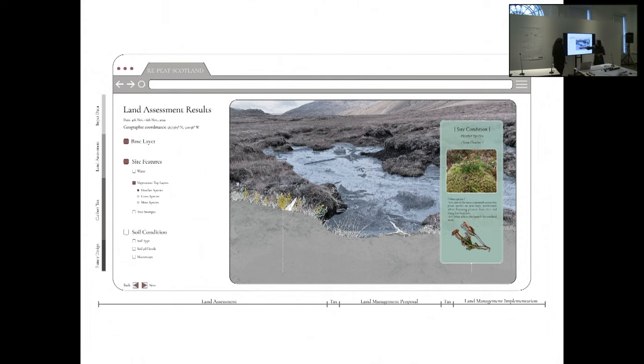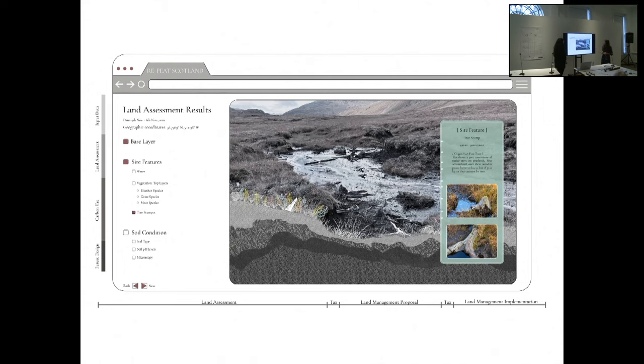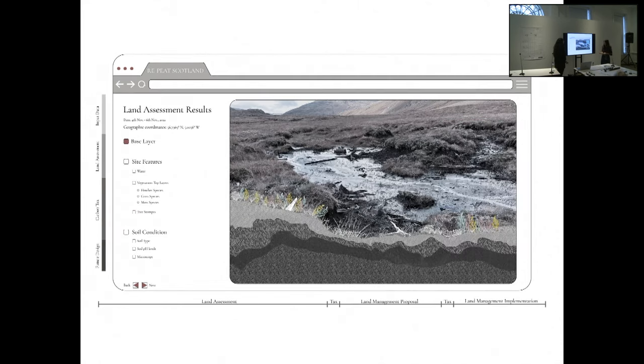If they press the vegetation top layer, and also the heather, the site condition of the vegetation will show, and in this case, it will be the heather species. And then moss species will be identified and detailed, and then identify which moss it will be. And then the site feature, another one, in this case, it will be the tree stumps.